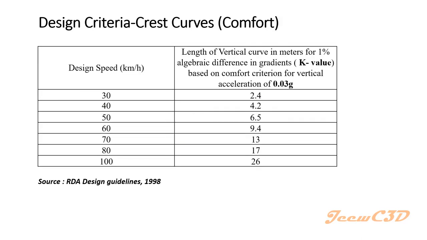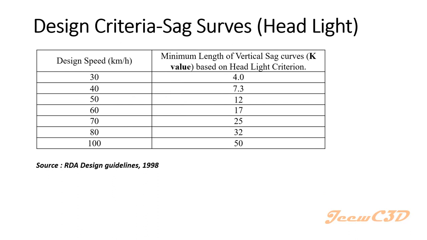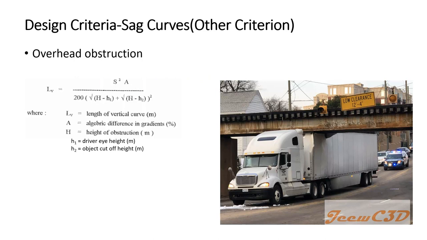Then we are going to the sag curves. In sag curves, we are especially dealing with the headlight sight distance. In terms of the headlight criteria, the K values of the sag curves would be 4 for 30 kilometers per hour, and 7.3 for 40 kilometers per hour, like that. Then you have the design criteria for sag curves for overhead obstructions. Under sight distance criteria, we learn about overhead obstructions, especially for sag curves.